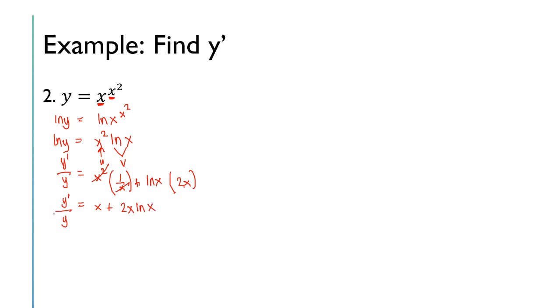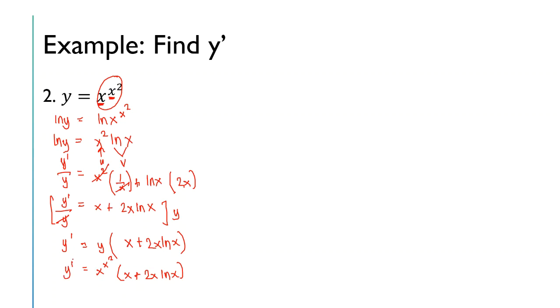Afterwards, we have to isolate our y prime. So we have to multiply both sides by y, so we can cancel the y in the denominator. So we have y prime is equivalent to y times x plus 2x ln x. Substituting the original value of our y, which is x raised to x squared, we have x raised to x squared times x plus 2x ln of x.